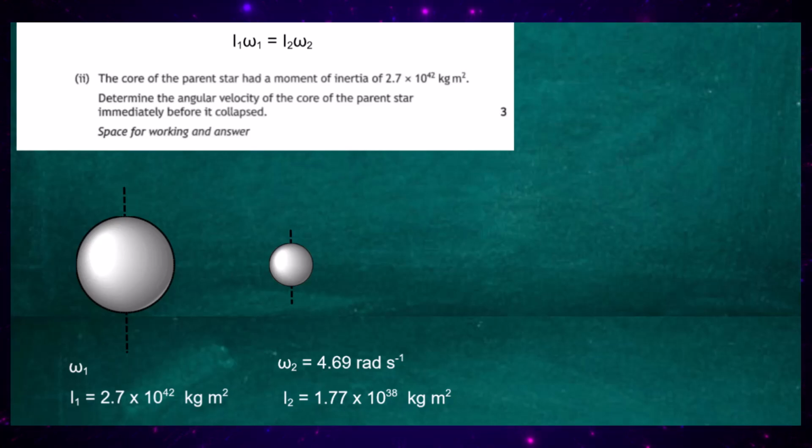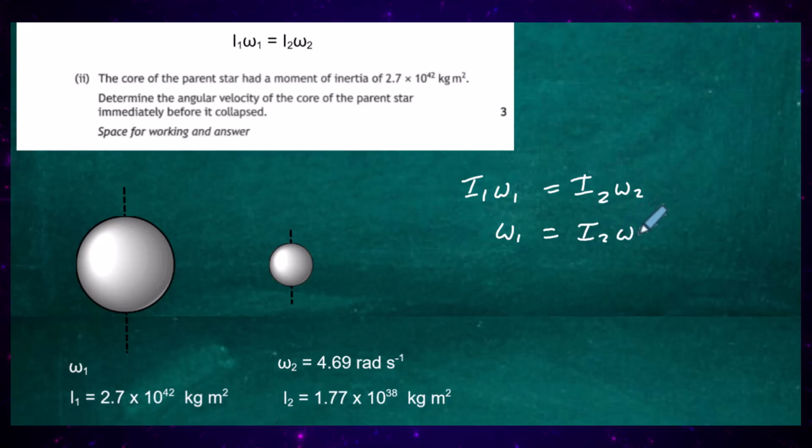So it's straightforward to use the equation. So we can put in the expression. We know that I1 times omega 1 must equal I2 times omega 2. Now we're after omega 1, so we can just rearrange and get that omega 1 has got to equal I2 omega 2 divided by I1, the moment of inertia before the collapse. Just put the numbers in and we get the following.